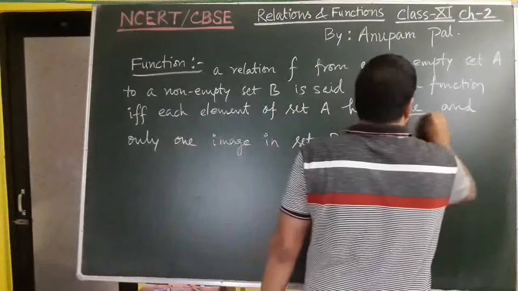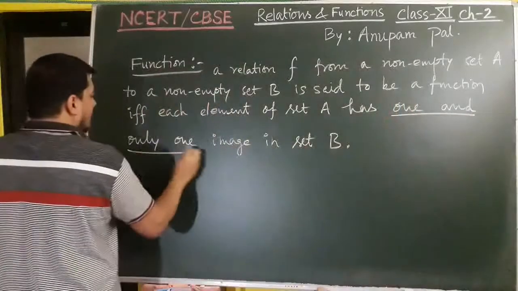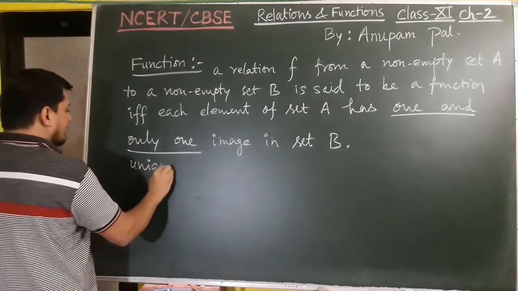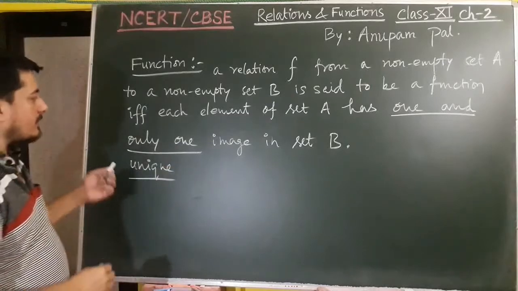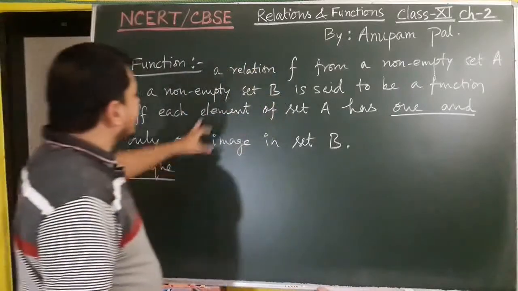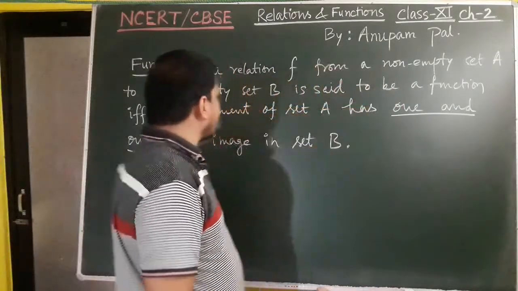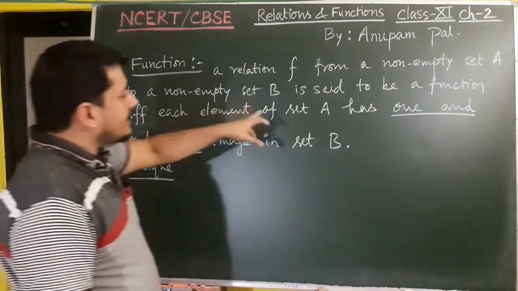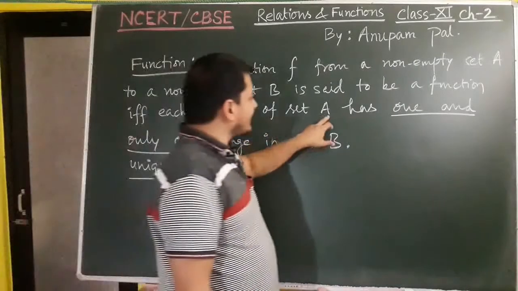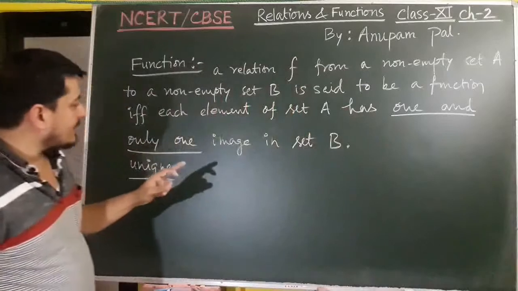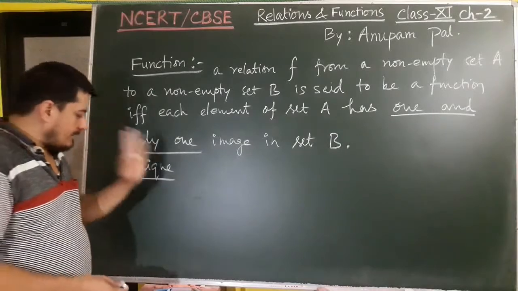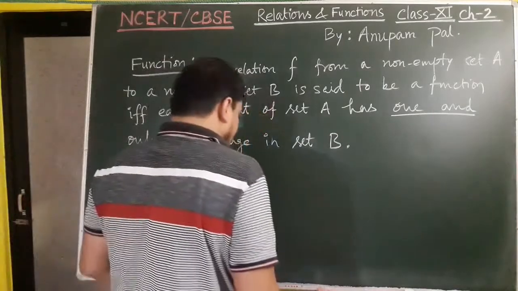So one and only one means what? One and only one means you can call it unique. Unique, one and only one image in set B. So I repeat, a relation F from a non-empty set A to a non-empty set B is said to be a function if and only if each element of set A has one and only one image in set B. Okay, now we shall look into how actually it is.